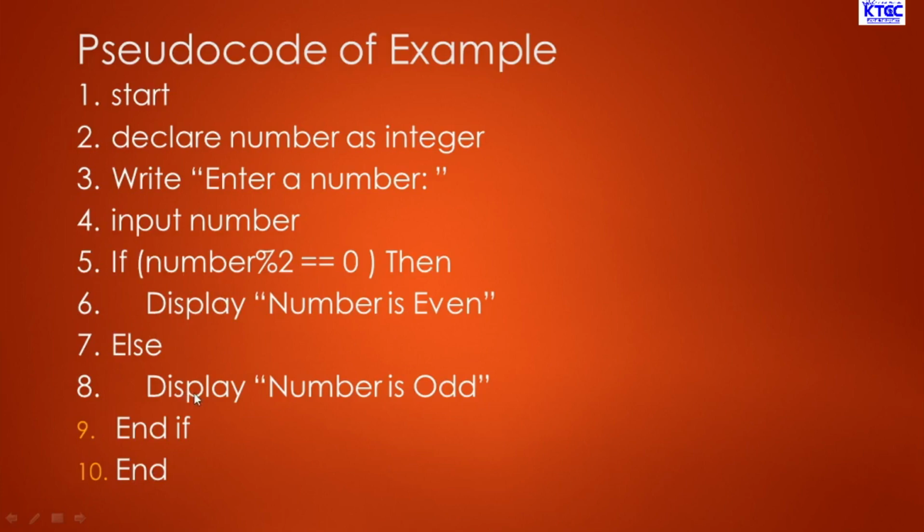If the number is not even, it should be odd. So we say else. If this is not true, then it means this should be true. So else display number is odd. And then you end the program. So that is how this simple program is written. That is the dual alternative type of program. So basically, that is that.